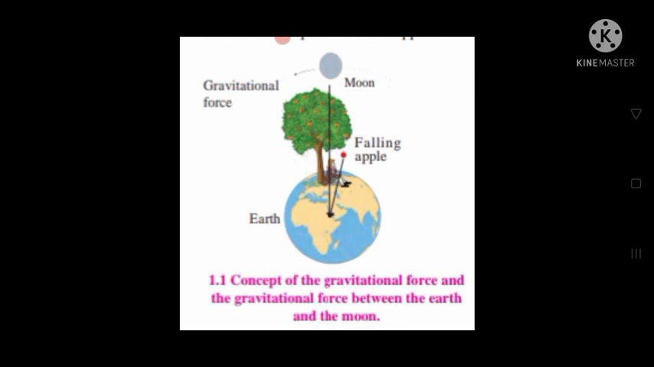The answer is yes. This gravitational force acts on all the planets which are revolving around the sun, and the moon which is revolving around the earth. It means that this gravitational force is nothing but the force which is present between any two objects in the universe.